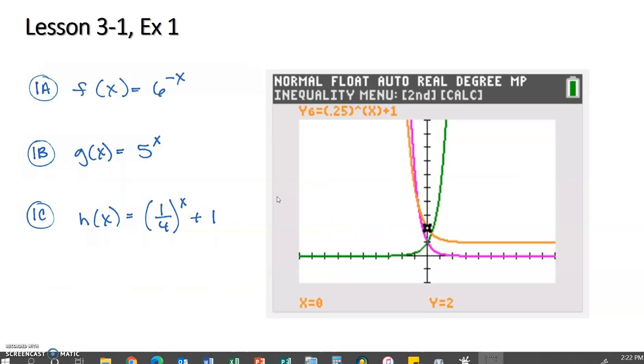Let's look at a few examples. Here I've got 3 different graphs up on the chart. We'll go ahead and look at the yellow one first, y6. That is going to be 1c. So I've got 0.25 raised to the x power plus 1. And you can see what it's doing there.